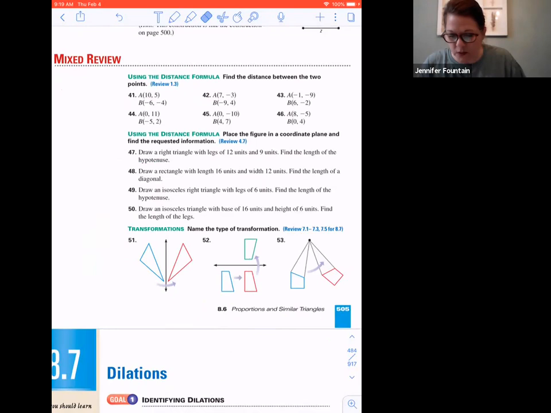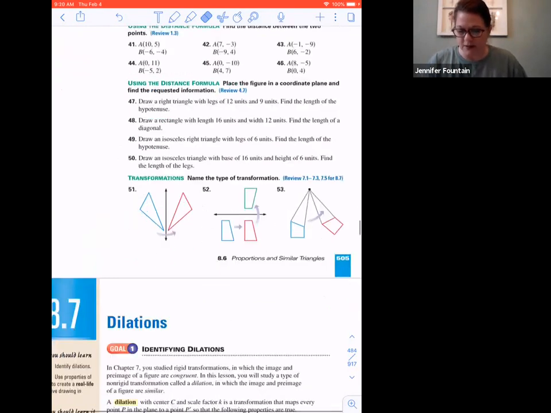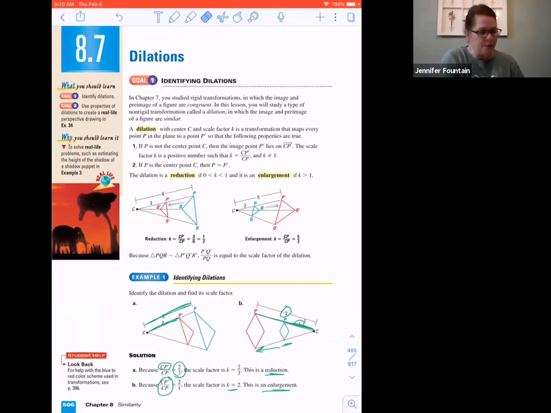All righty, so we are right at our break time. We're going to take a 5-minute break and come back and pick up with 8-7.